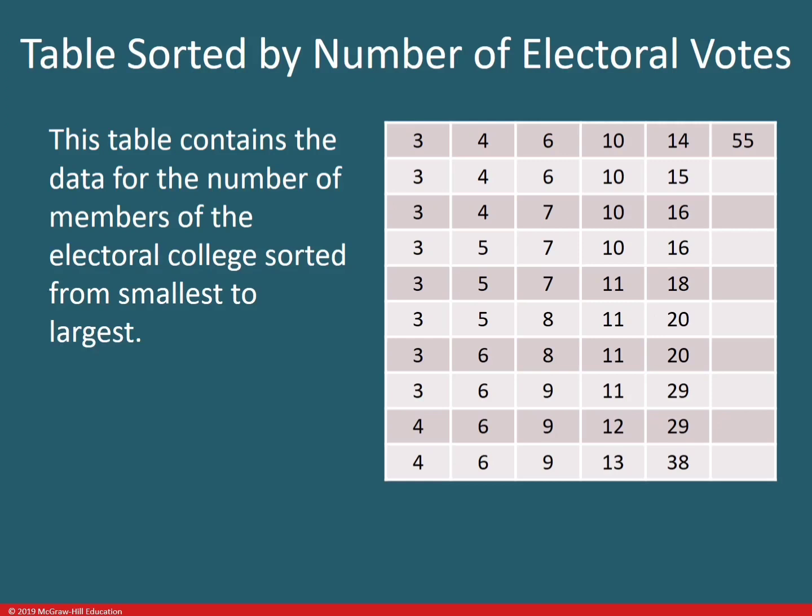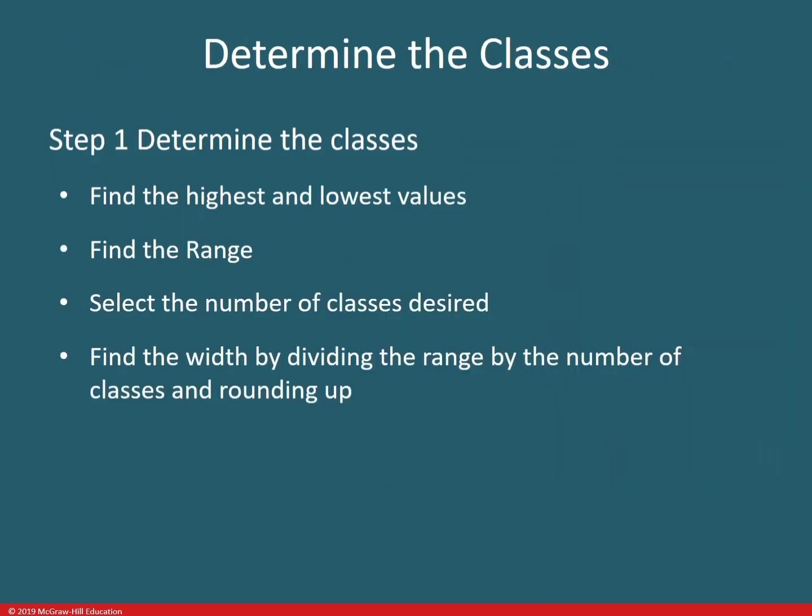So there is a gap of 52 numbers between the smallest state and the biggest state when it comes to the electoral votes. The first step to determine the classes is to find the highest and the lowest value, which is easily done by organizing your data. Second, find the range. The range is your max minus your min. In this case, it was 55 minus 3, which is 52.